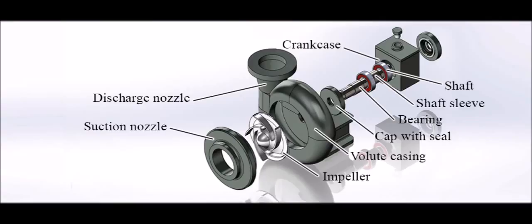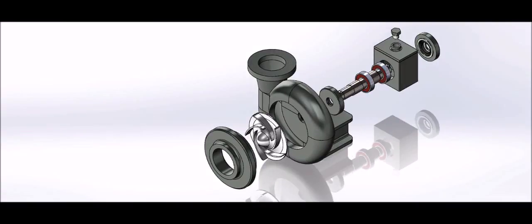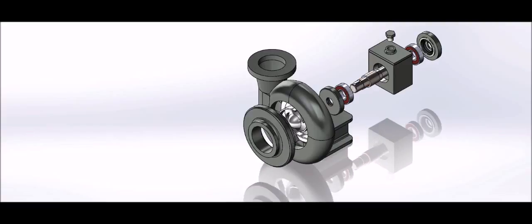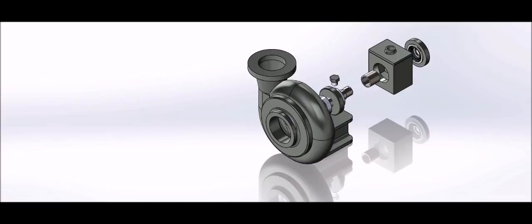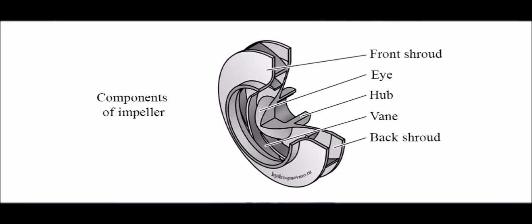The liquid flows through the suction nozzle. The volute of a centrifugal pump is the casing that receives the fluid being pumped by the impeller, slowing down the fluid's rate of flow. The discharge nozzle is a diffuser connected to a high-pressure line. The components of the impeller are shown in the figure.